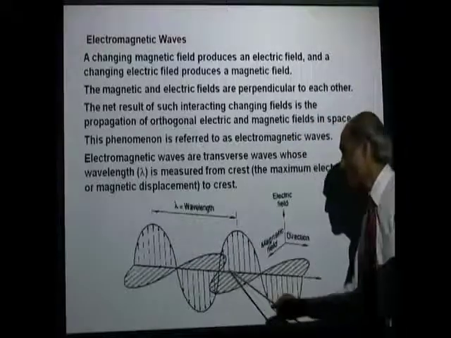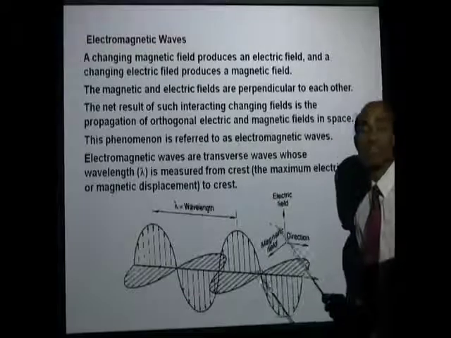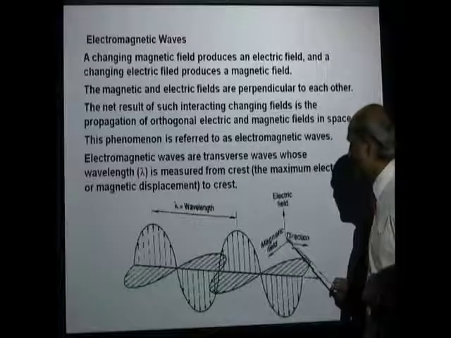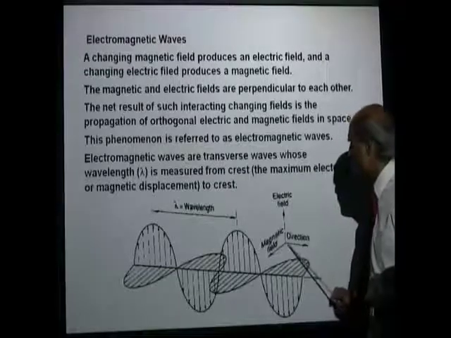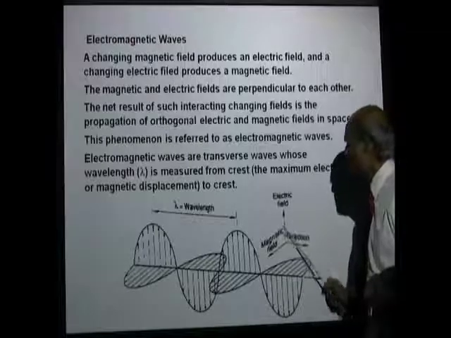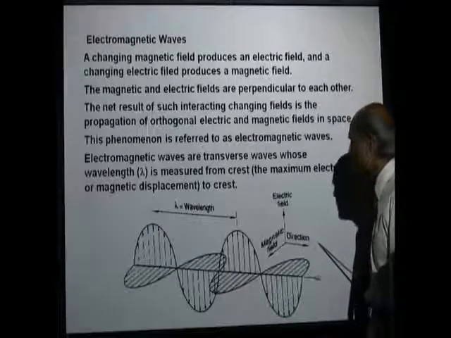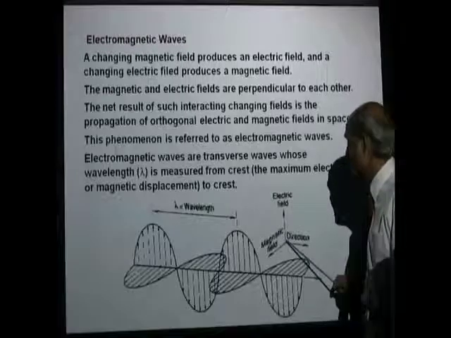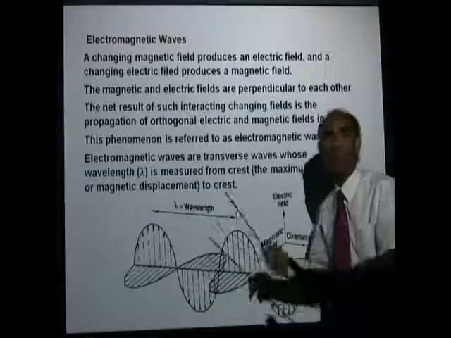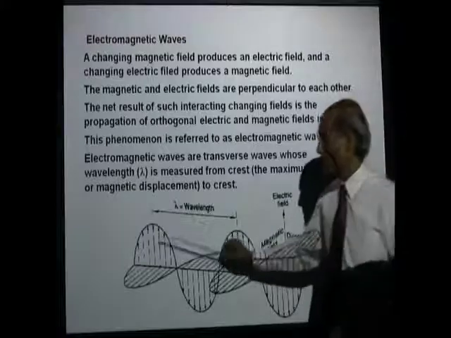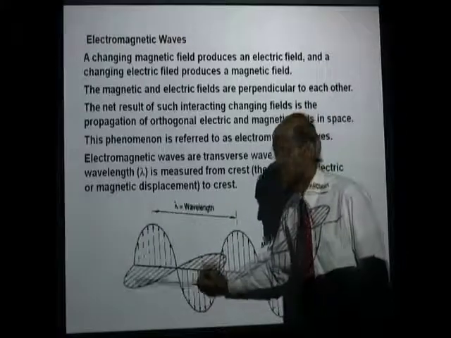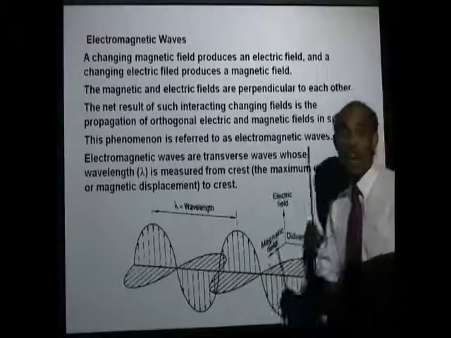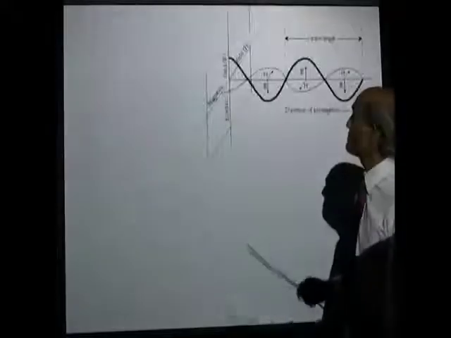And look at the direction of propagation. The direction of propagation is at right angles to both these. So if this is the magnetic field, suppose we call this x direction, and the electric field is in the z direction, then the direction of propagation is the y direction. Is that right? If this is x and this is z, this will be y. You can actually orient it in any way you want. The most important thing is the magnetic field, the electric field, and the direction of propagation are mutually perpendicular to each other.